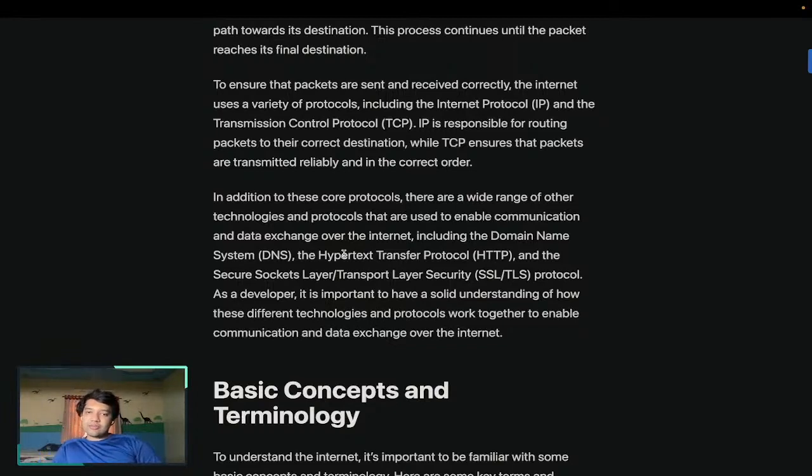In addition to these core protocols, there are a wide range of other technologies and protocols that enable communication: DNS, HTTP, and Secure Socket Layer (SSL). Like, you need an SSL certificate for HTTPS. As a developer, it's important to have a solid understanding of these different topics.